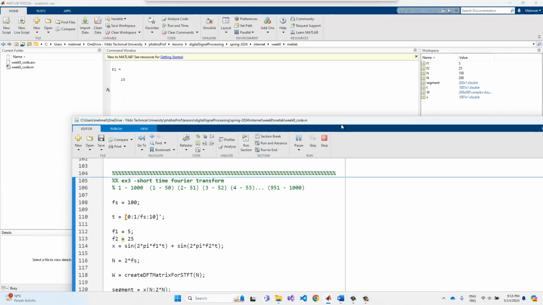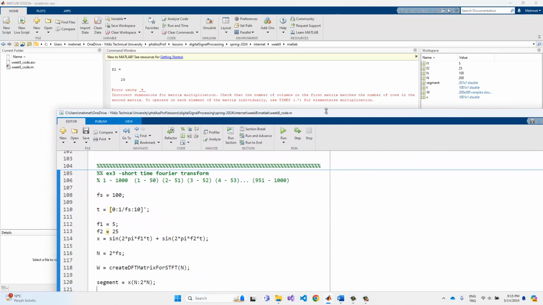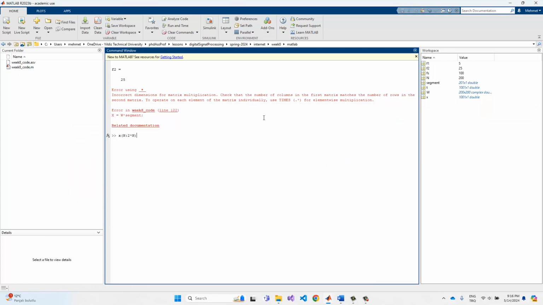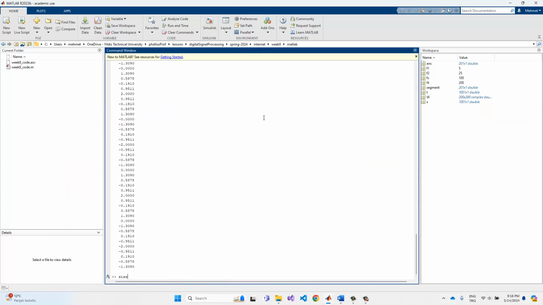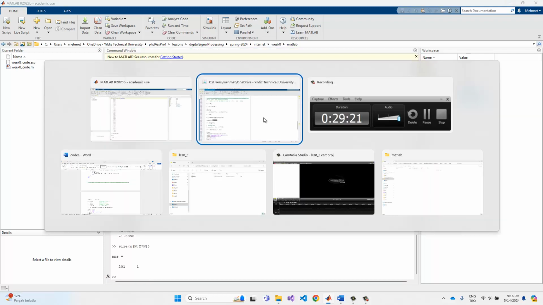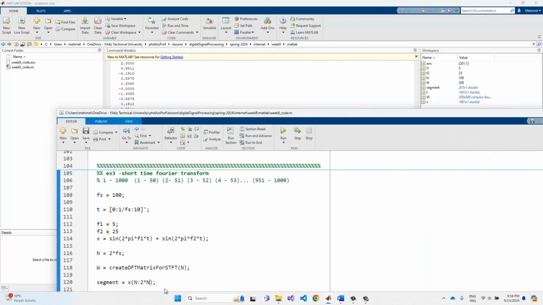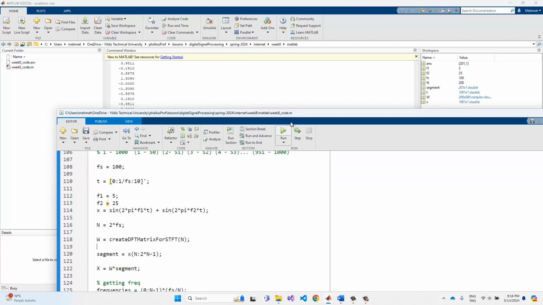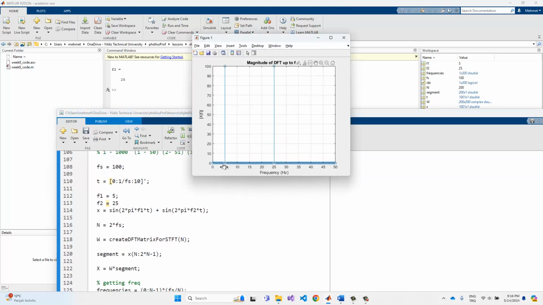I'm sorry, I think there is a problem. 201, so minus 1. This is the dimensionality problem here, guys, don't worry. The frequencies 5 and 25 are given here, but at this period. We can use this technique to analyze each portion of the signals.